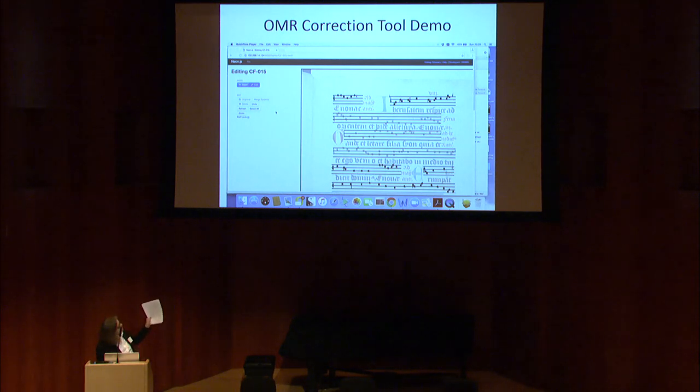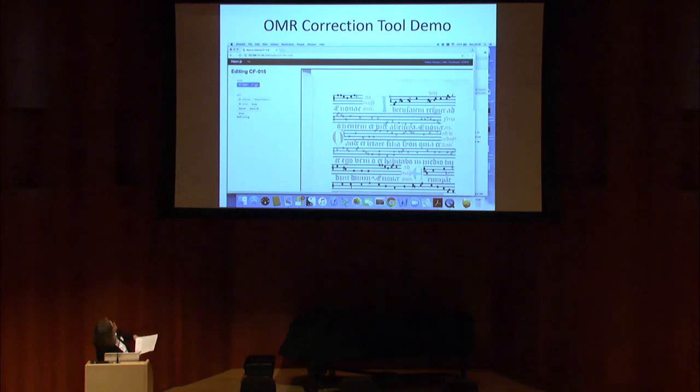So you can see here there are actually two overlaid images. Underneath is a faded version of the original manuscript page, and then overlaid on top is the OMR output. And in the sample page, you can see that it hasn't got the clefs at the beginning of three of those staff lines, which means it can't identify the neumes and the position of the neumes. I'm going to show you another little video.